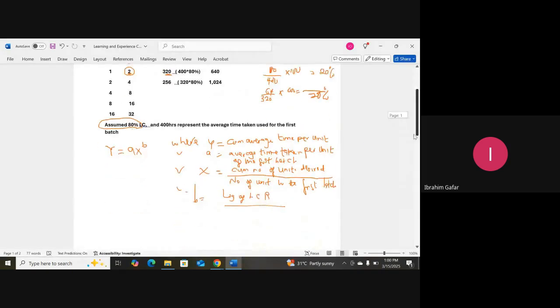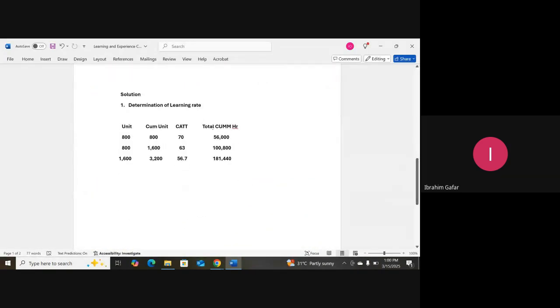So it's the same thing that we are going to do here. Let us find the percentage reduction. If we know the percentage reduction, then we get our learning curve rate that applies. So now, let's go on.